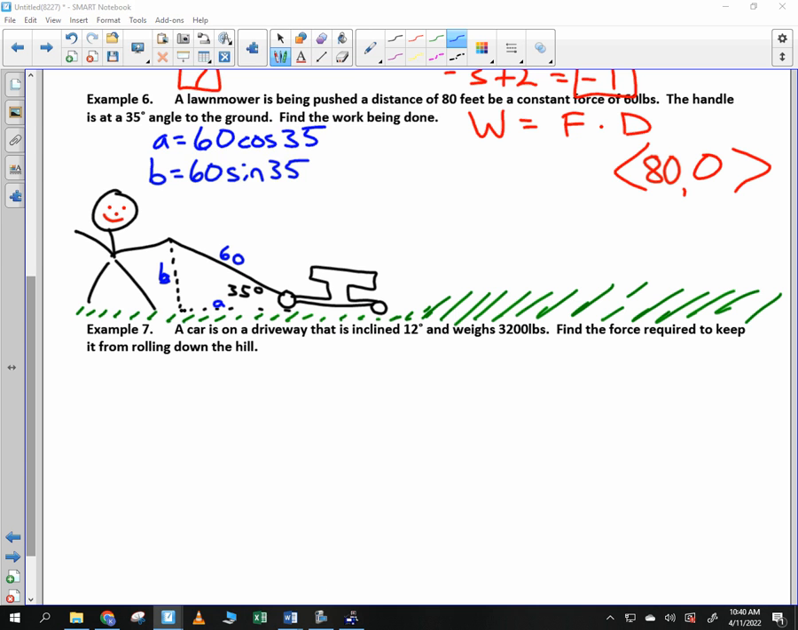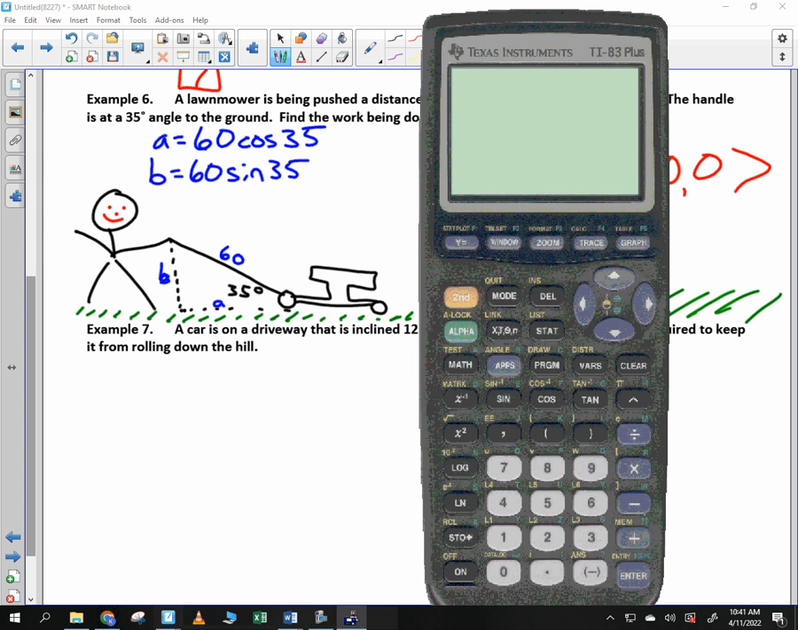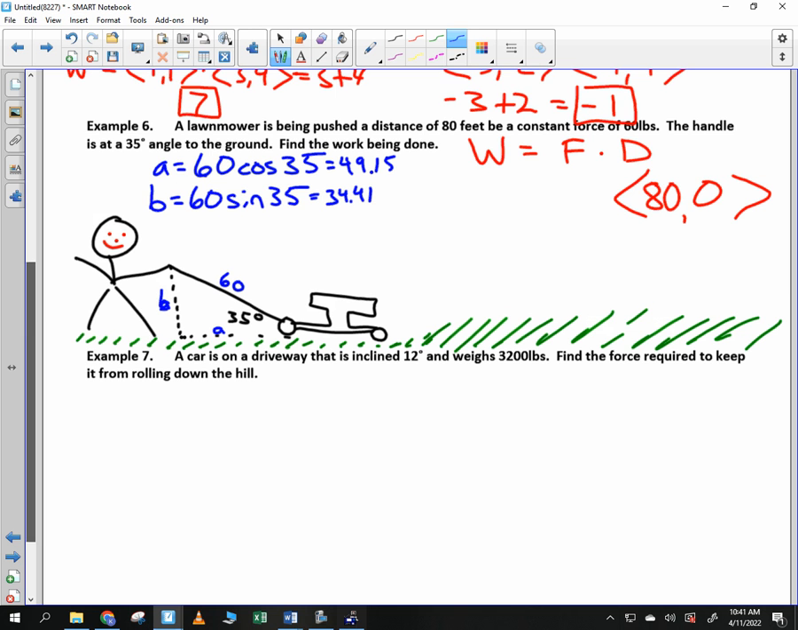And so as we multiply that out, we'll see what we get, but that will tell me my vector in component form. So I have 60 cosine of 35, and I get 49.15. And then I have 60 times the sine of 35, and I get 34.41. So I have work is equal to the force vector times the distance vector. And the force vector is 49.15, 34.41.